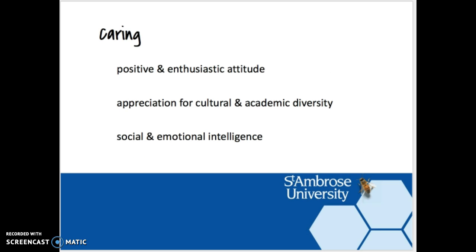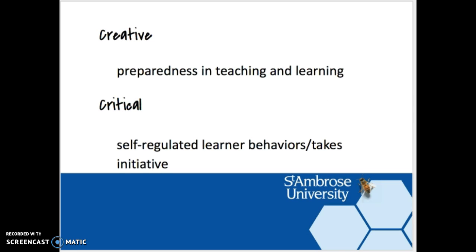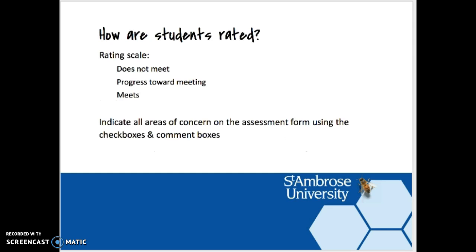When you're asked to assess students on caring, you will be asked to assess them in three areas: whether or not they have a positive and enthusiastic attitude, their appreciation for cultural and academic diversity, and their social and emotional intelligence as you experience it in your classroom. The last two areas are creative and critical. Creative measures the students' preparedness in teaching and learning, and critical measures whether or not students have self-regulated learner behaviors and whether they take initiative when they're in their classroom.